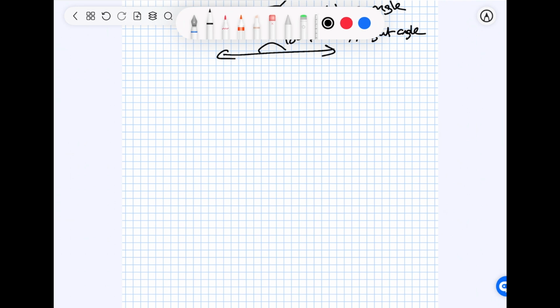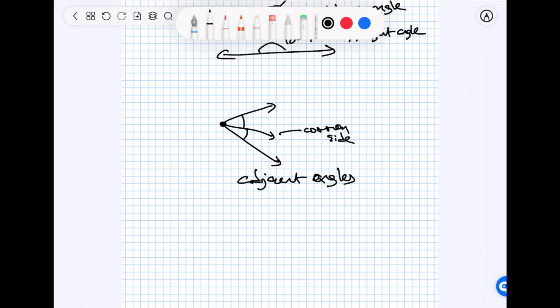Another important idea is that angles can be combined and compared. If 2 angles share a side and the vertex, they are called adjacent angles. For example, this angle and this angle can be called adjacent as they share the same vertex and a common side, this side. So think of adjacent angles as sitting next to each other and not overlapping.